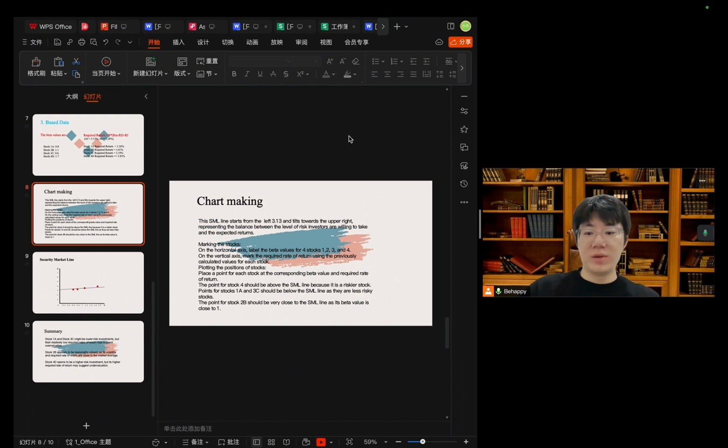And as we all know, we need to make a chart. The SML line starts from the left at 3.13 and tilts towards the upper right, representing the balance between the level of risk investors are willing to take and the expected returns. On the horizontal axis, label the beta values for the 4 stocks: 1, 2, 3, and 4. On the vertical axis, mark the required rate of return using the previously calculated values for each stock.